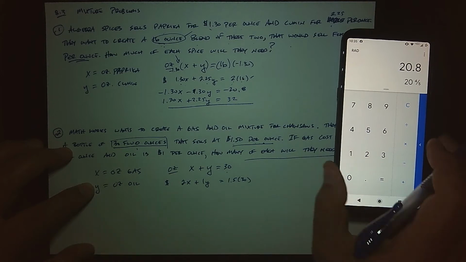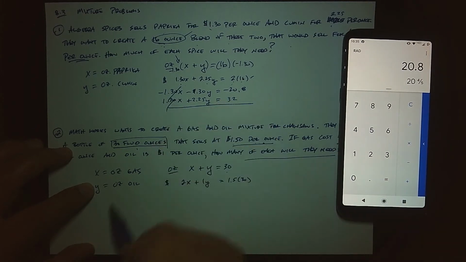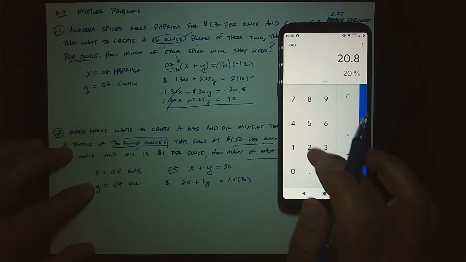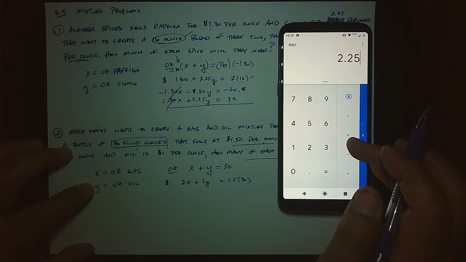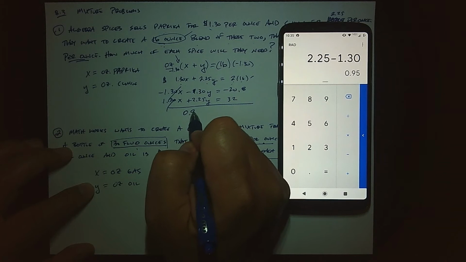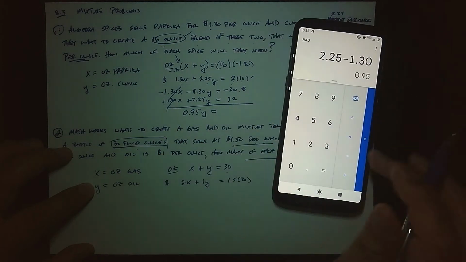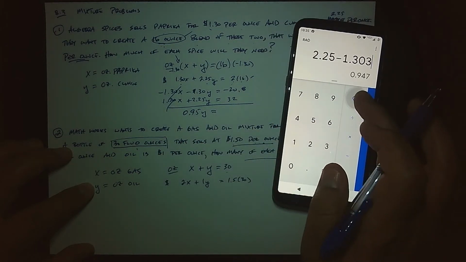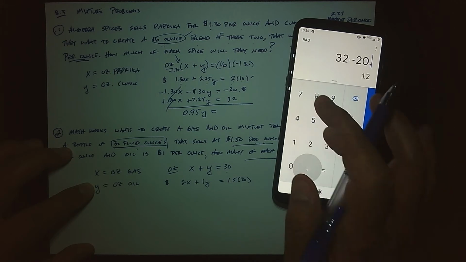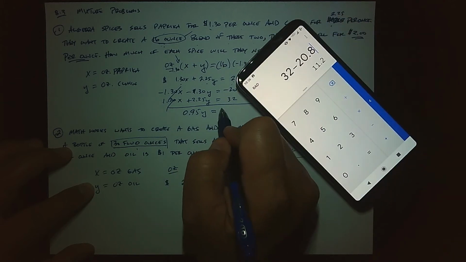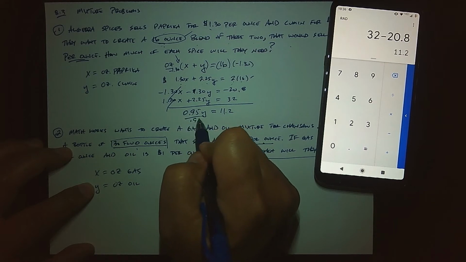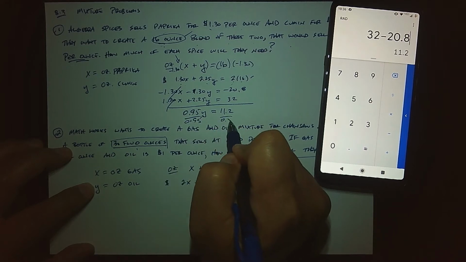Okay, so we're off to the races there. Again, the x's cancel out. Here, you can line up your decimals, but I'll just go ahead and use my calculator at this point. So 225 minus 130, right, equals 995. So 0.95y equals, on the other side, we have 32. Oops, let me clear that out. We have 32 take away 20.8. So that equals 11.2.